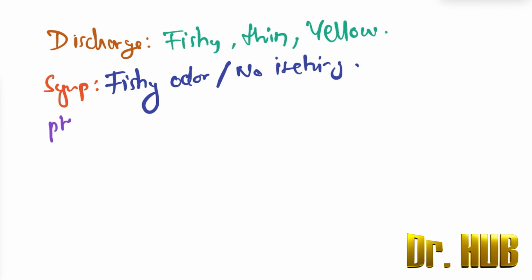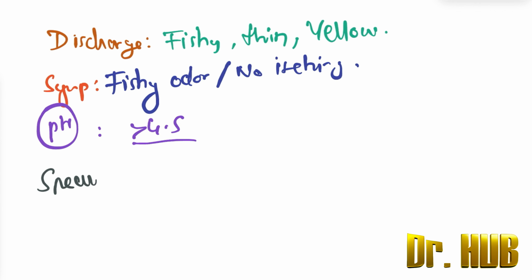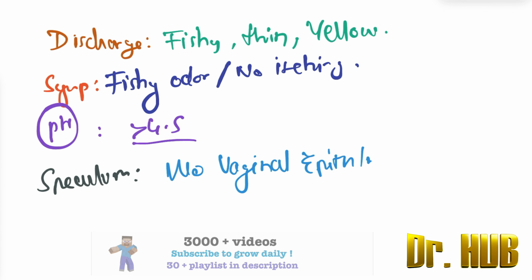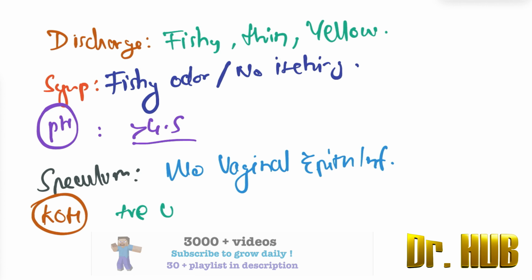What about the pH in this case? The pH is greater than 4.5. What about the speculum? On speculum exam, there is no vaginal epithelial inflammation. Next comes the KOH. With KOH, there is a positive whiff test.